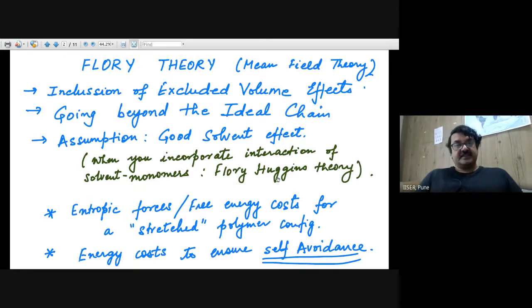So the word Huggins comes in, but here we are looking at a dilute single polymer chain, going beyond the ideal approximation. We are not incorporating solvent effects, or rather we are considering that the solvent is a good solvent, so there's no energy cost for the monomer to be in contact with the solvent.